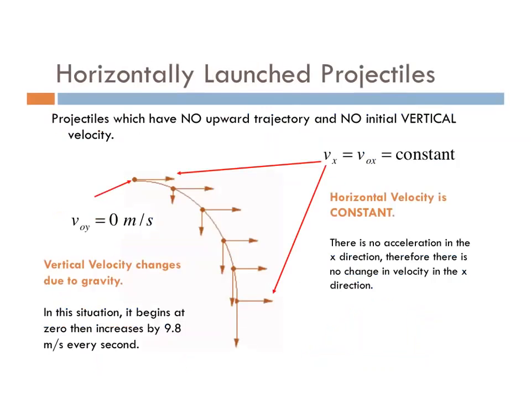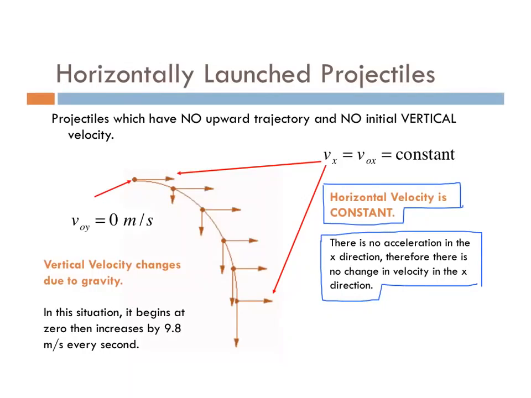So for horizontally launched projectiles, our ball rolling off a table, there's going to be two very important things to remember. That horizontal velocity is constant. That's going to be true for all projectiles. Horizontal velocity is constant. The reason that it's constant, and remember that we're treating these separately, is because there is no acceleration in the x direction. Therefore, there is no change in velocity in the x direction. The other thing to remember is that velocity in the y direction at the beginning is equal to 0.